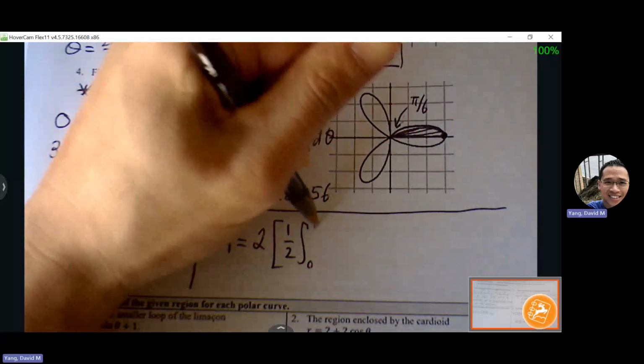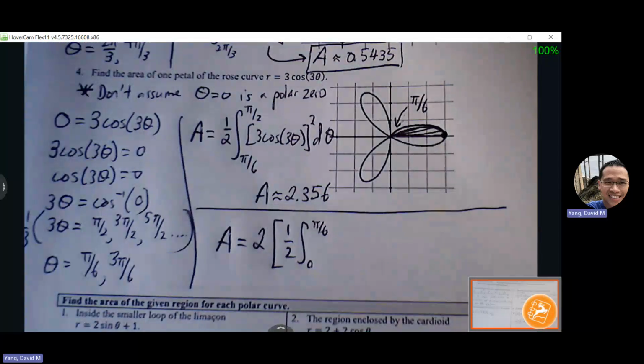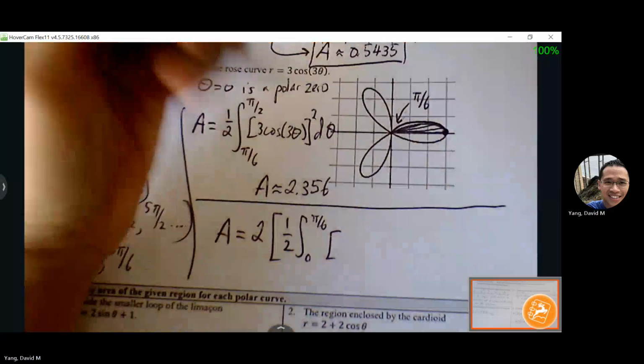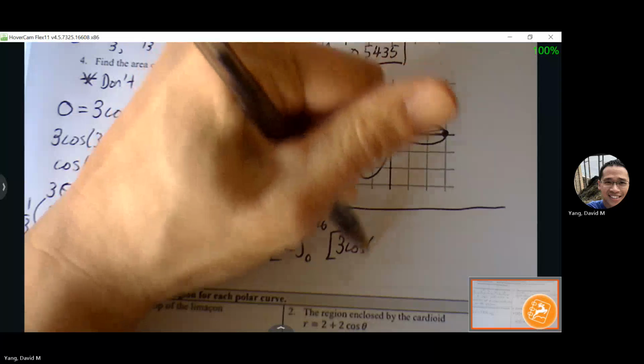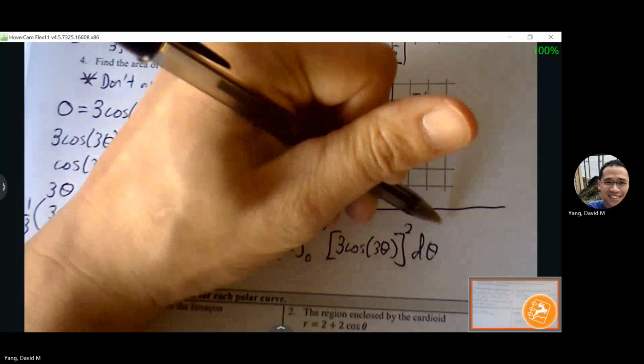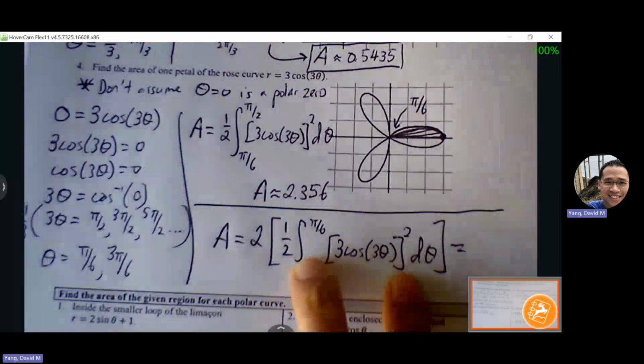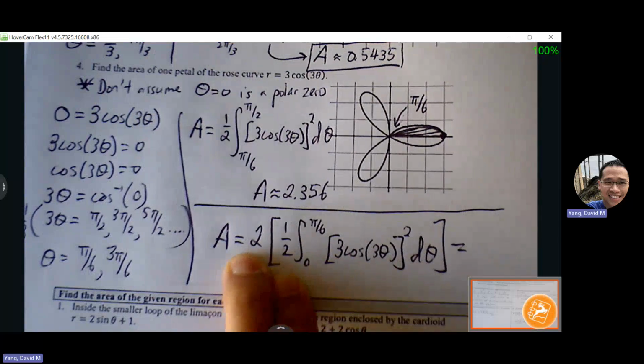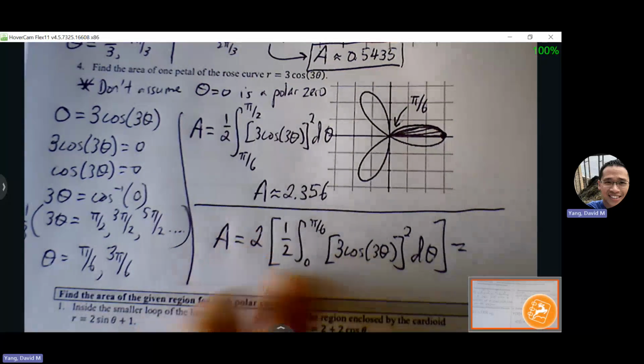Integral from 0 to pi over 6. That will sweep out half of the petal. So we get this, that ends up giving us 1.178 multiplied by 2, or we can get the 2 and the 1/2 to cancel out and just do the single integral. That'll get you the same thing.